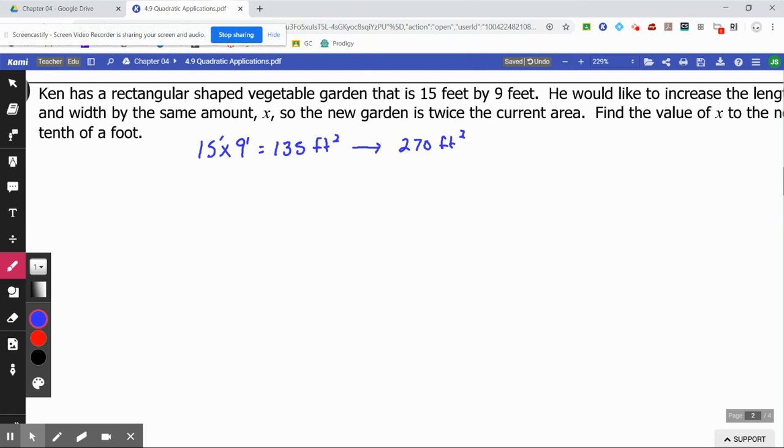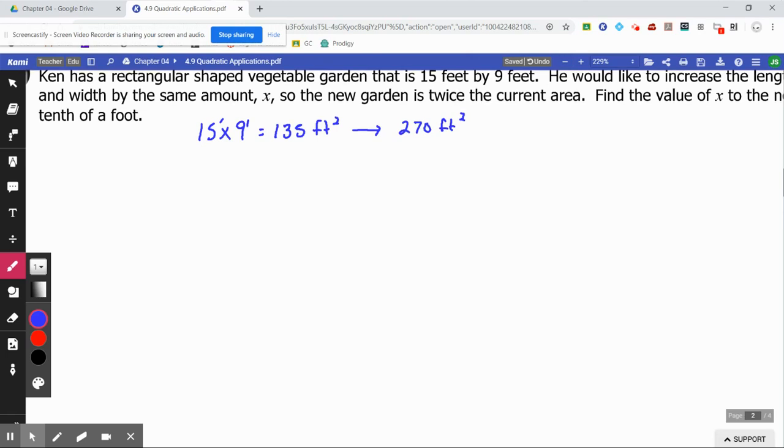He's going to take the 15 by 9 and he's going to increase it by the same amount. So your new garden, instead of a 15 by 9, is now going to be a 15 plus x, and a 9 plus x is going to be the dimensions. To find the area, again, you simply multiply the new length and the new width. And you want that area to equal 270, and that's what we just found.